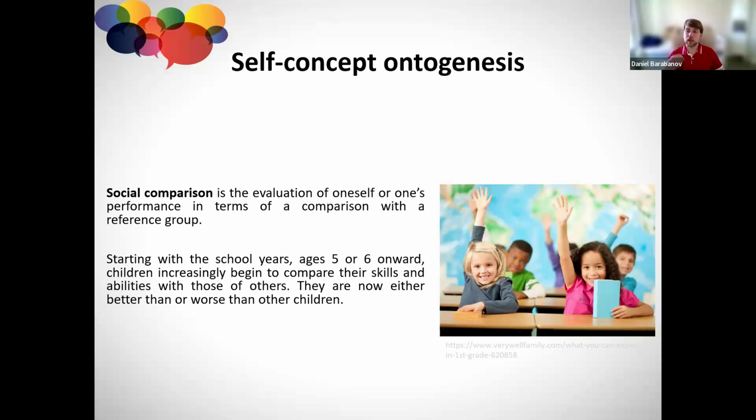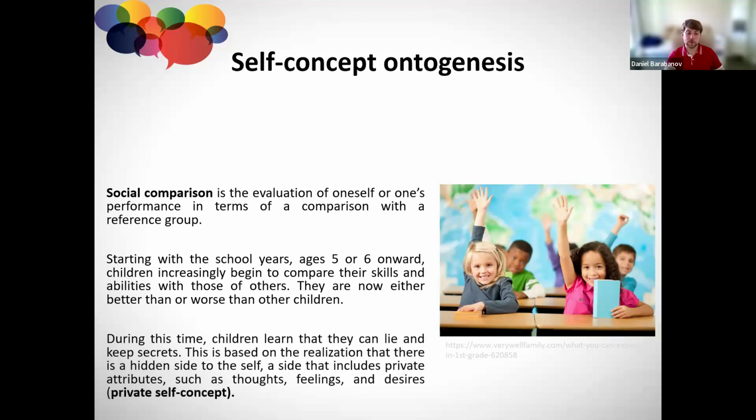For example, I can do that and other children cannot do that. Or I cannot do that and all other children can. For example, I cannot ride a bike, but all other children in my class, in school class, already can ride a bike. Oh, wow. Right? So children start to compare themselves with other children. And this process is important for forming self-concept because we understand ourselves in comparison to others. And that's the way we form and internalize our self-concept in the first place.